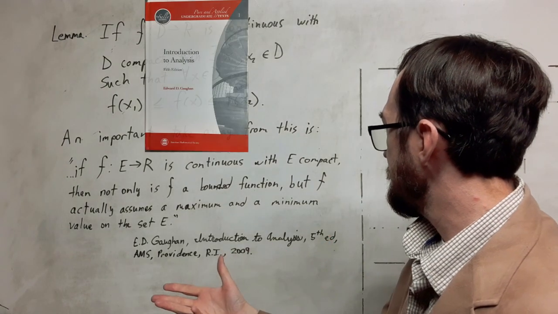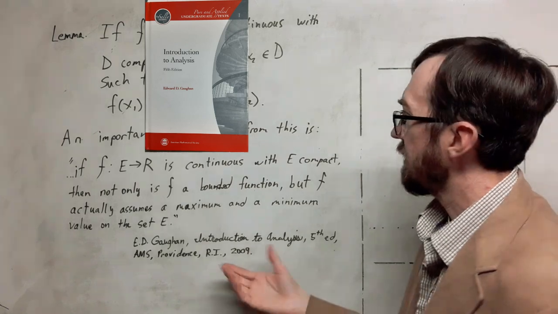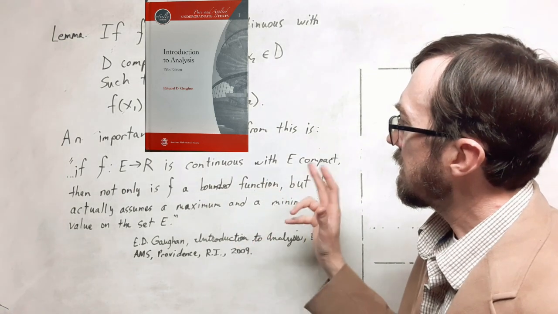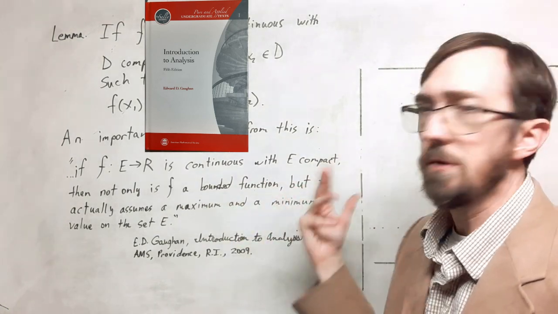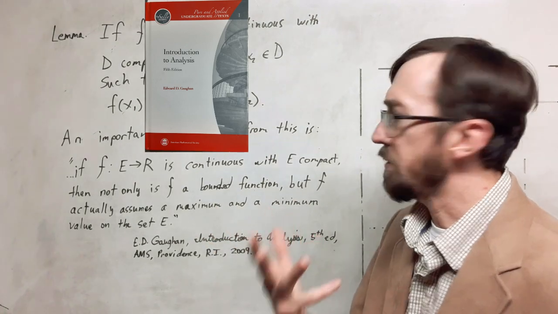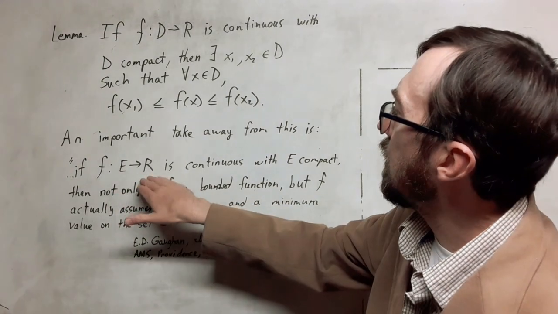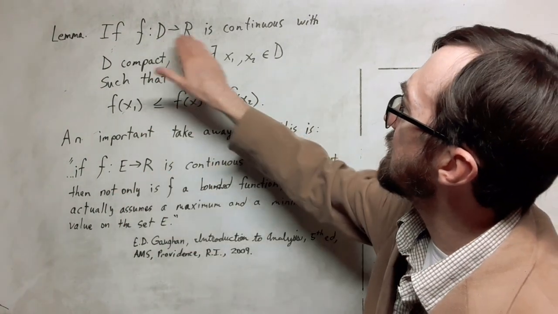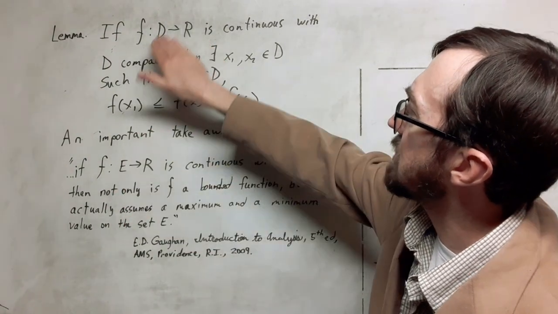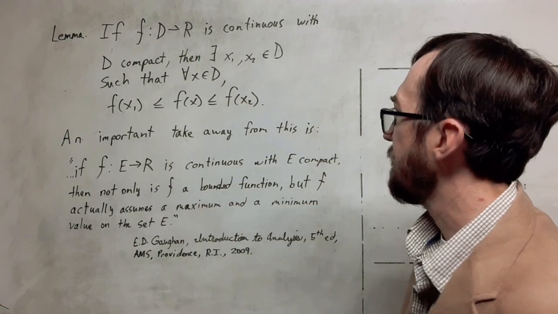In Gaughan's book, Introduction to Analysis, he has this quote, and I liked it, and I wanted to have that expressed for the video. The E and the R are taking the place of the D and the R here, so there's just an E substituted for D here.